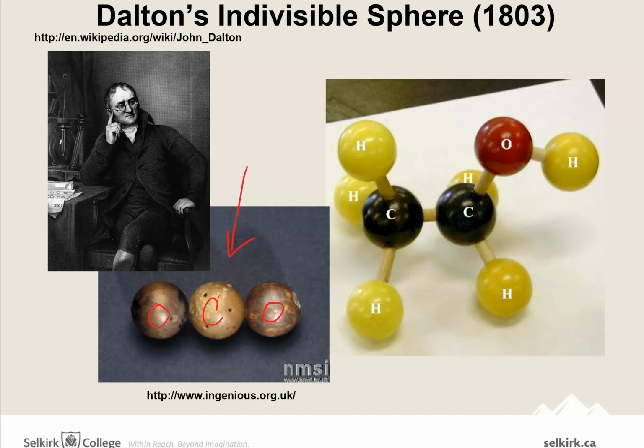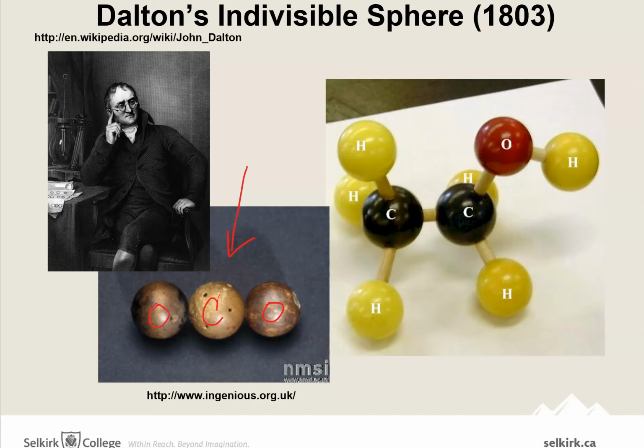He said that a chemical reaction was just a redistribution of those spheres. You rearrange the balls to come up with a new arrangement of balls. But because the atoms couldn't be created or destroyed, mass couldn't be created or destroyed. And that explained the law of conservation of mass.